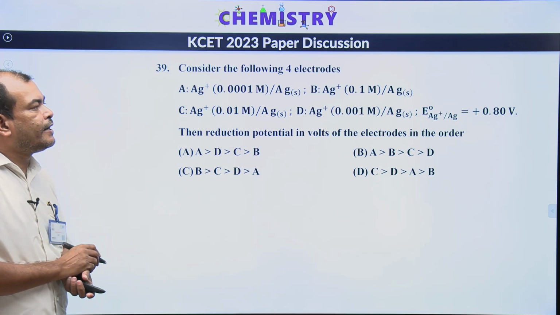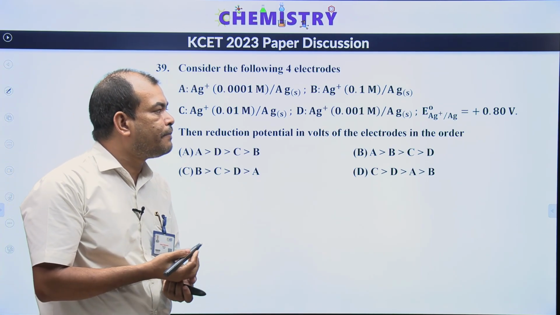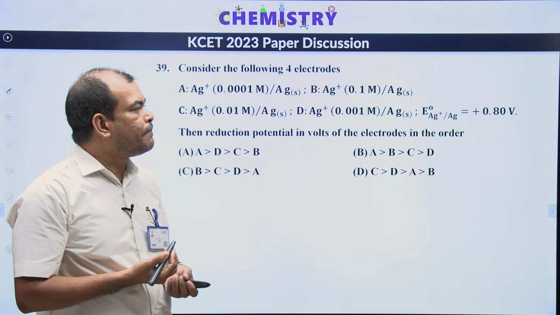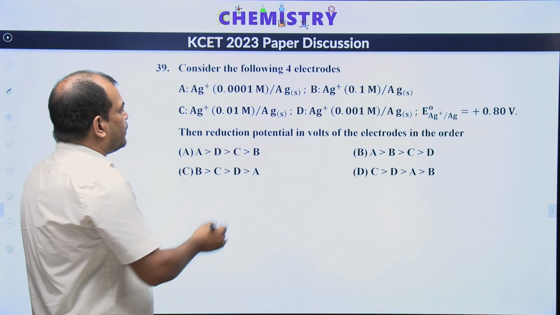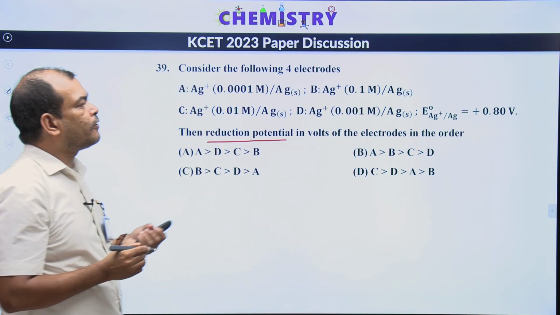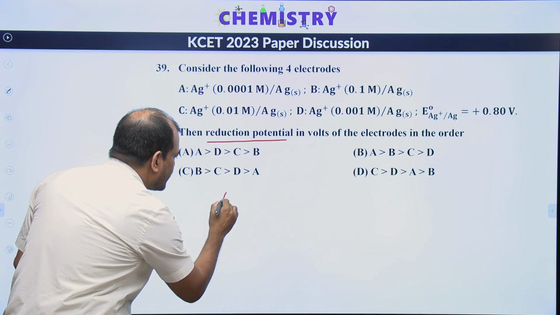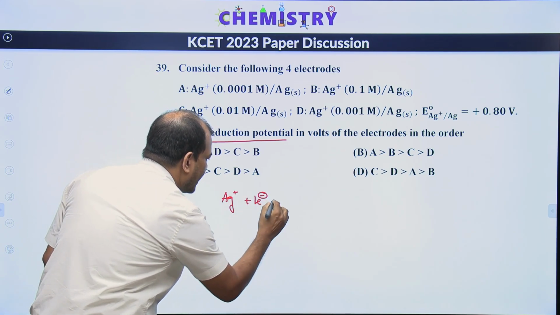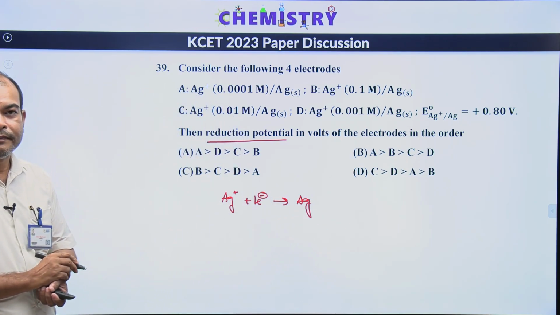Now this question, again it has come from electrochemistry. Now to solve this question, the easier method will be if you remember what the Nernst equation is. If you remember the Nernst equation, then easily you can solve this question. Now it is asked about the reduction potential. For that, first of all, you write what the reduction reaction will be. Reduction reaction for silver: silver plus takes 1 electron and will be converted into Ag. That will be the reduction reaction.